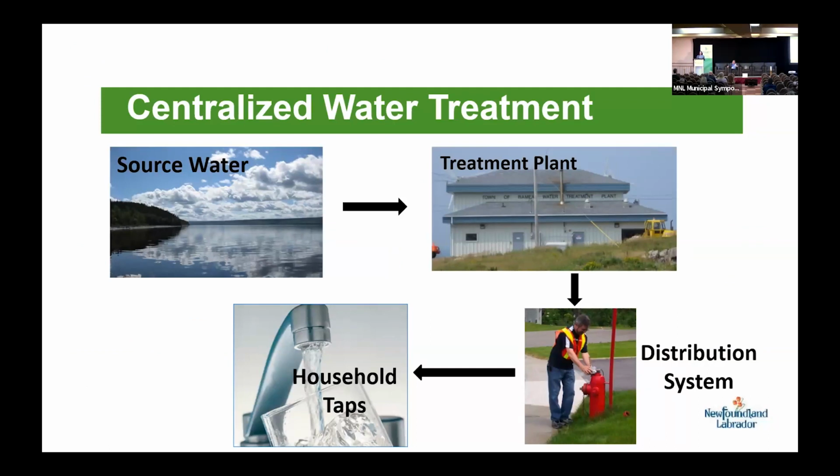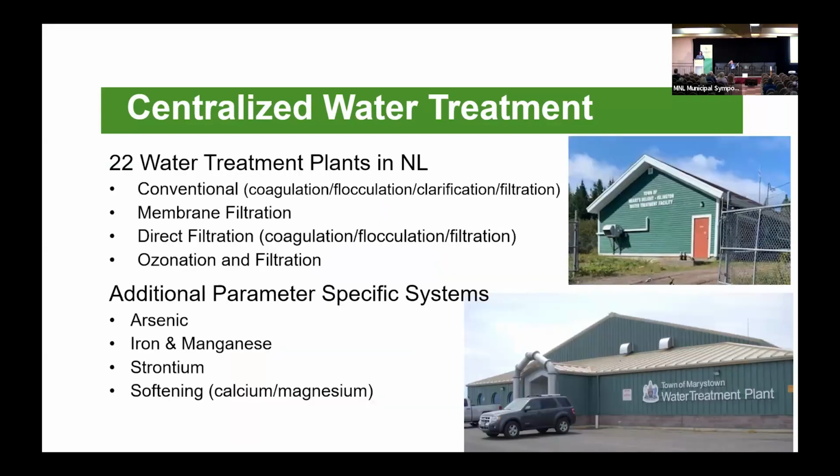Now I want to start talking about our treatment options. The most common approach to drinking water treatment is to have a centralized water treatment plant. This is where we're treating all the water that is going out to your distribution system. We're taking water from your source water, whether it be a pond, a well, or a river. It's going to our treatment plant, then through our distribution system and into our household taps. So we're treating every bit of water that's being used by your community through the distribution system.